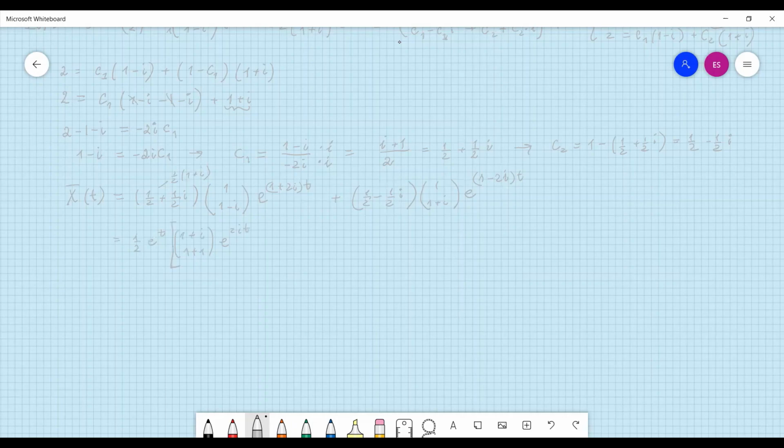Now, for the second part, I'm going to do the very same. So I'm going to have plus, and again, here I have 1 minus i. So I'm going to have 1 minus i multiplied by 1, and 1 minus i is still going to give me 1 plus 1. e to the power of negative 2it. I'm very close.